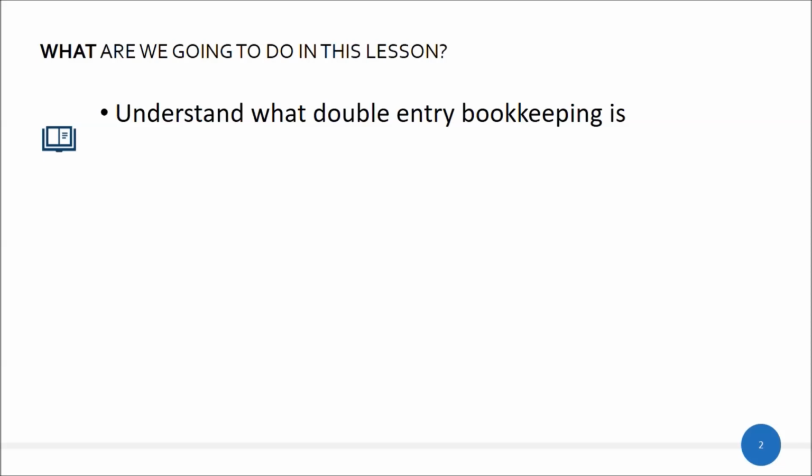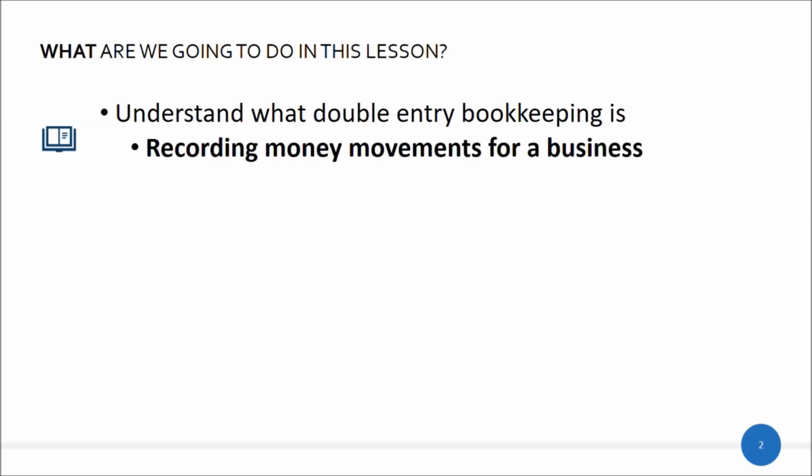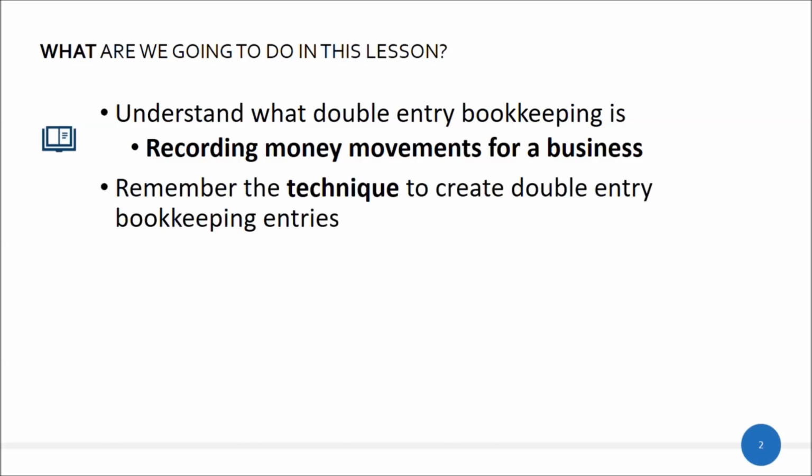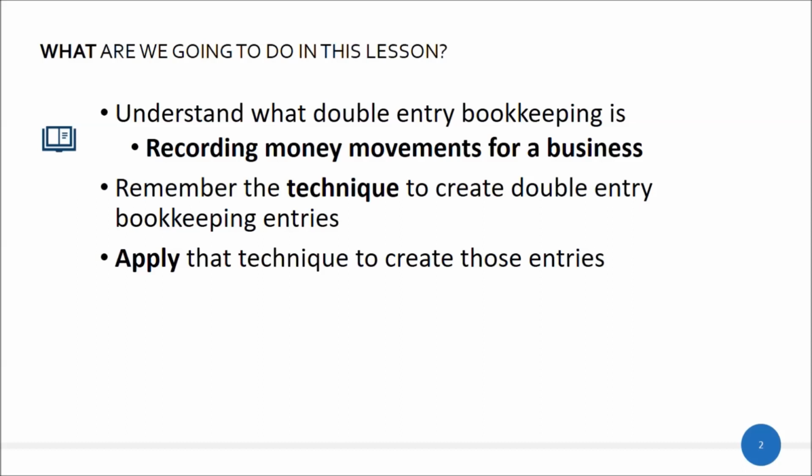So we're going to understand what double entry bookkeeping is, in terms of simply recording the money movements for a business. We're stripping away everything else, getting back to the underlying principles, and seeing how this is about recording money movements for a business and how we're going to understand those money movements. We're then going to have a technique which we're going to remember for creating double entry bookkeeping. You know how everything in accountancy always has a technique behind it. There's the understanding of it first, and then we do a technique which we just apply again and again. So we're going to remember that technique, and we're going to apply that technique to create the entries, the money movements.